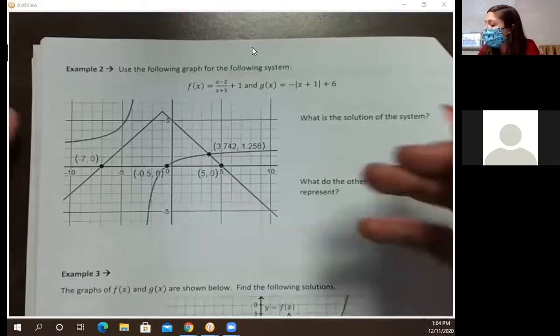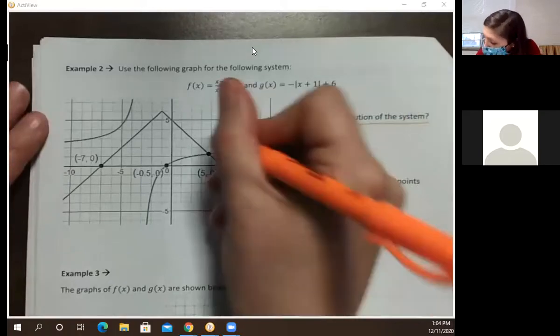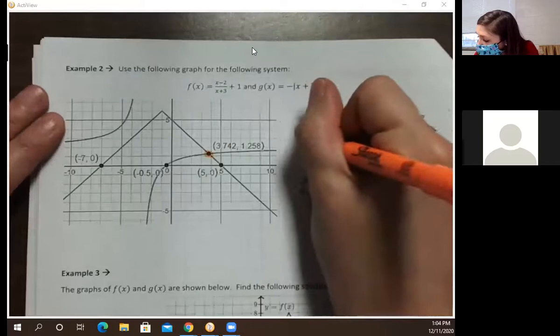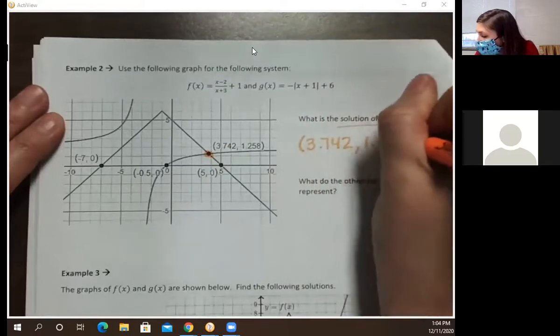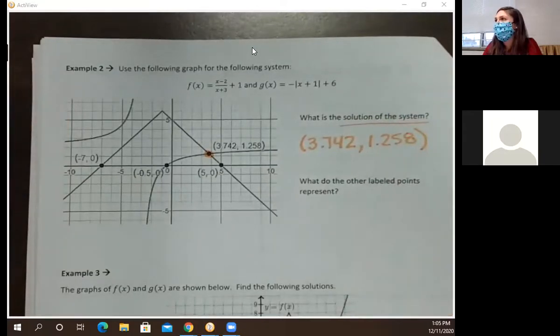So if I want to know what's the solution to the system, I'm going to look for where those graphs intersect. So my solution would be that intersection point. It doesn't matter that they're goofy functions. I'm still looking for the same thing. I'm taking that same idea and applying it to another type of system.